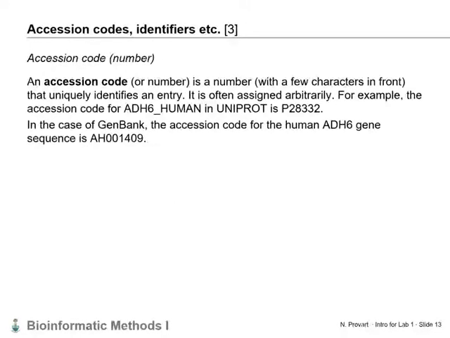Another way to identify records in the database is via an accession code, and these accession codes are typically arbitrarily assigned. In the case of ADH6 human in UniProt, the accession is P28322. In the case of GenBank, the accession code for the human ADH6 gene is AH00149. So it's not particularly intuitive what that might be if we just looked at the accession code.